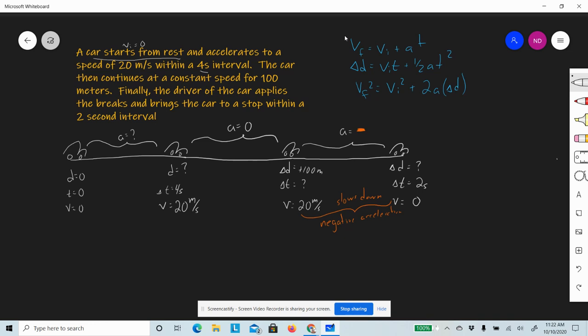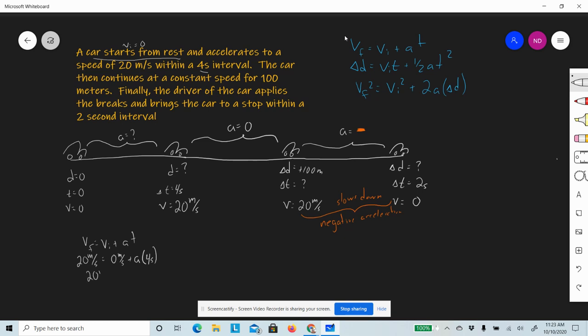We need to know acceleration and we need to know distance. I always try this first equation first. It's the simplest one. What do we know? Vf equals Vi plus At. Do we know Vi? Do we know Vf? Yes, we do. Vf is 20 meters per second. Vi is 0 meters per second. Plus, we don't know acceleration, but we do know time. That time interval was 4 seconds.